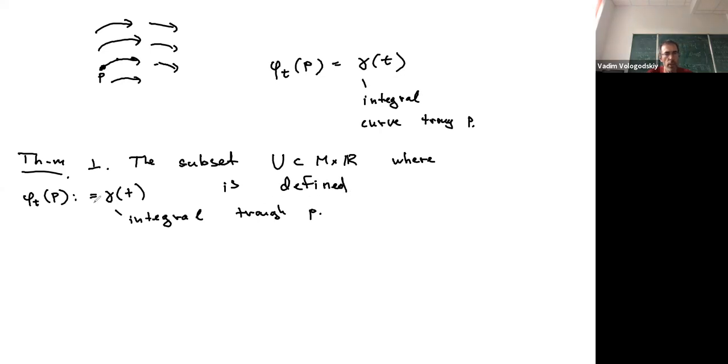Okay, so again, what is this subset? I look at all pairs P comma T such that if I look at the maximal integral curve through point P, it's defined at this time T. I hope that this makes sense. And I should also write that this is maximal. So the first assertion is that this subset is open.